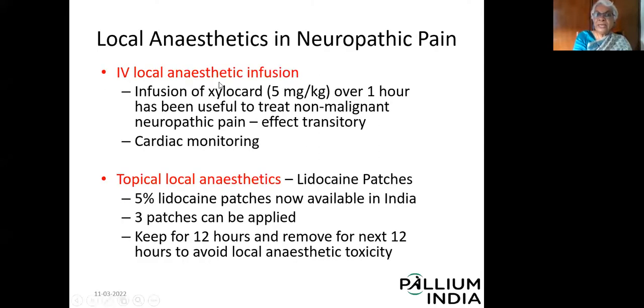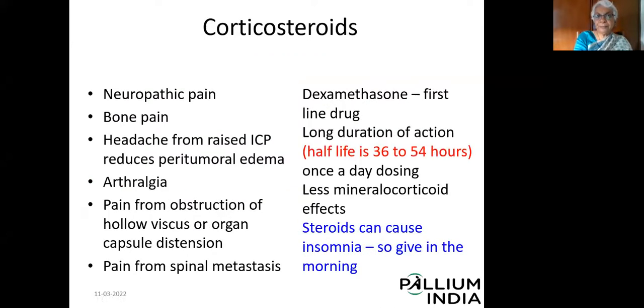You give xylocaine in an IV infusion of 5 mg per kg over 1 hour. But just remember, please use Xylocard and not xylocaine or lidocaine, because Xylocard does not have the preservative methyl paraben in it. So Xylocard is the drug that we are giving IV. The other drug can be given locally, but it has to be done in a daycare setting with cardiac monitoring. Now, topical local anesthetic patches are also available. 5% lidocaine patches are now available in India, and we can apply them in cases of neuropathic pain.